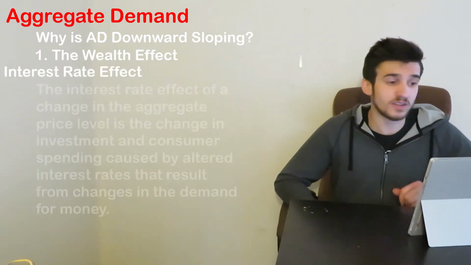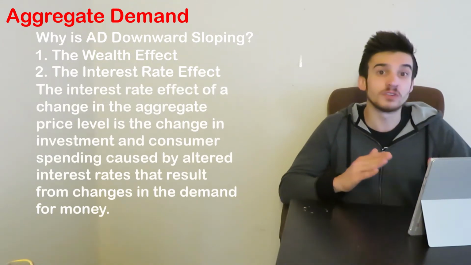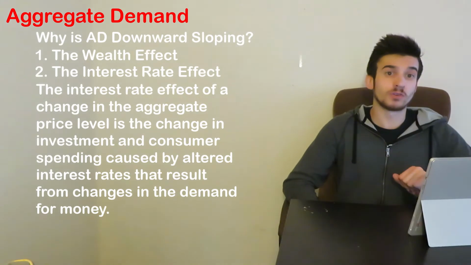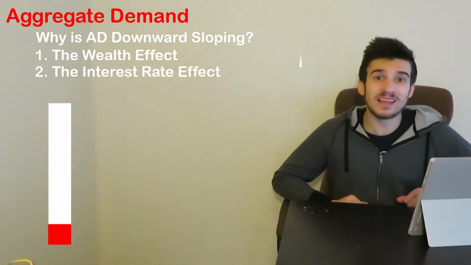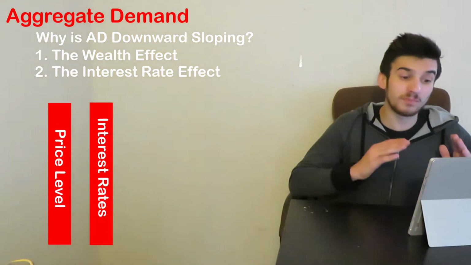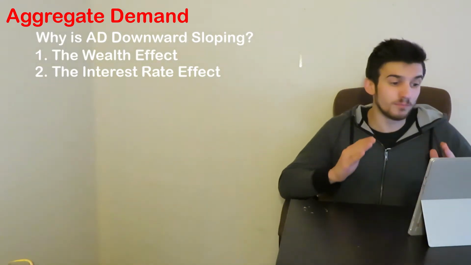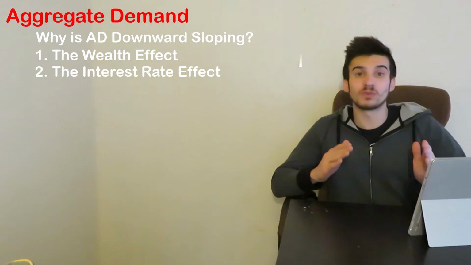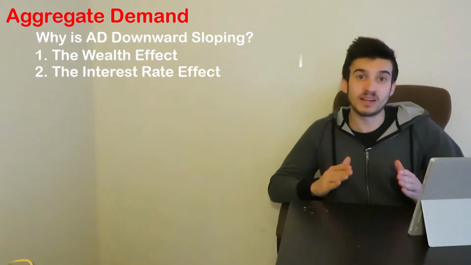The interest rate effect is going to be that a change in price level will be a change in investment and consumer spending. This will be caused by altered interest rates that are a result from changes in the demand for money. When the price level rises, real interest rates rise. This is because when the price level rises, more people want to hold on to money due to its higher purchasing power. This leads to more borrowing, and we see a demand for loans increase. When the demand for loans increases, the real interest rate increases as well.